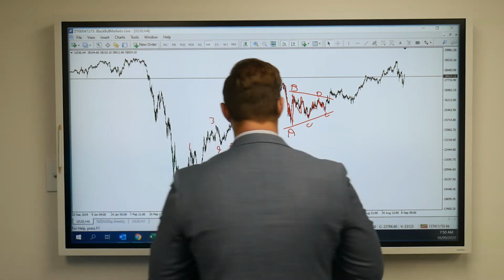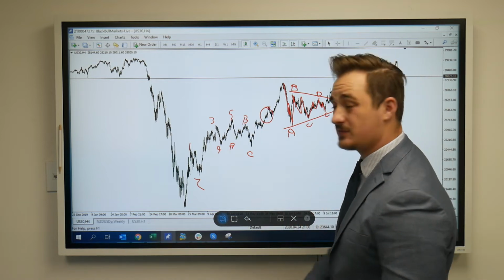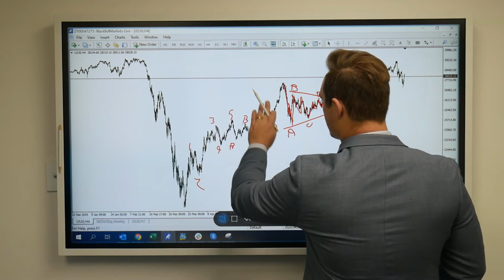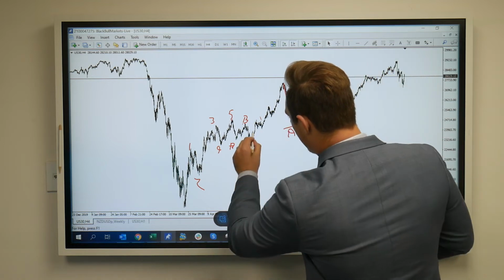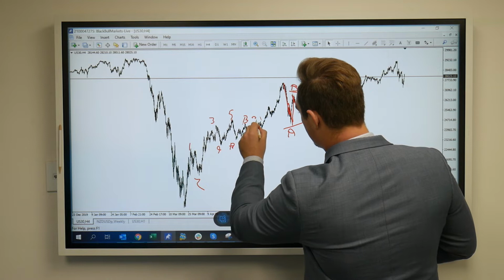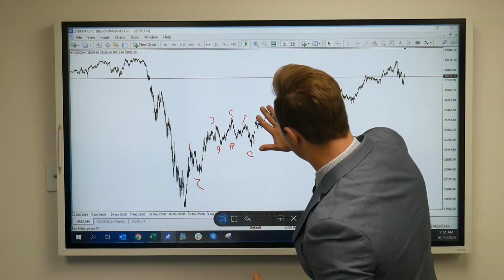Now looking a bit into this, this does kind of break a rule already. We do see that third wave is the shortest wave. So we need to try and make a bit more sense of this, trying to figure out what it really is. Looking a bit into the deeper side, we can see a 1, 2, 3, 4, and 5. So we see a nice extended first wave.